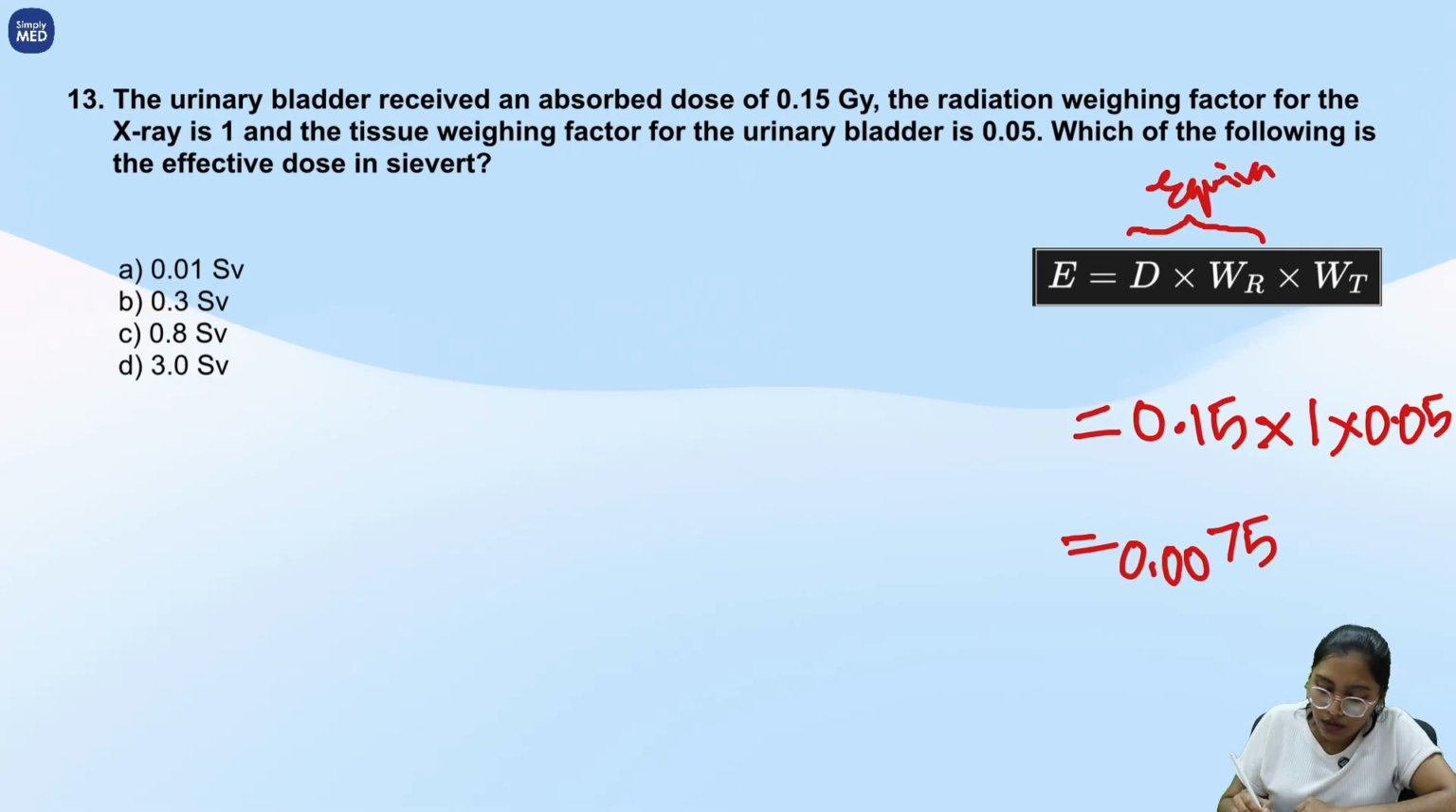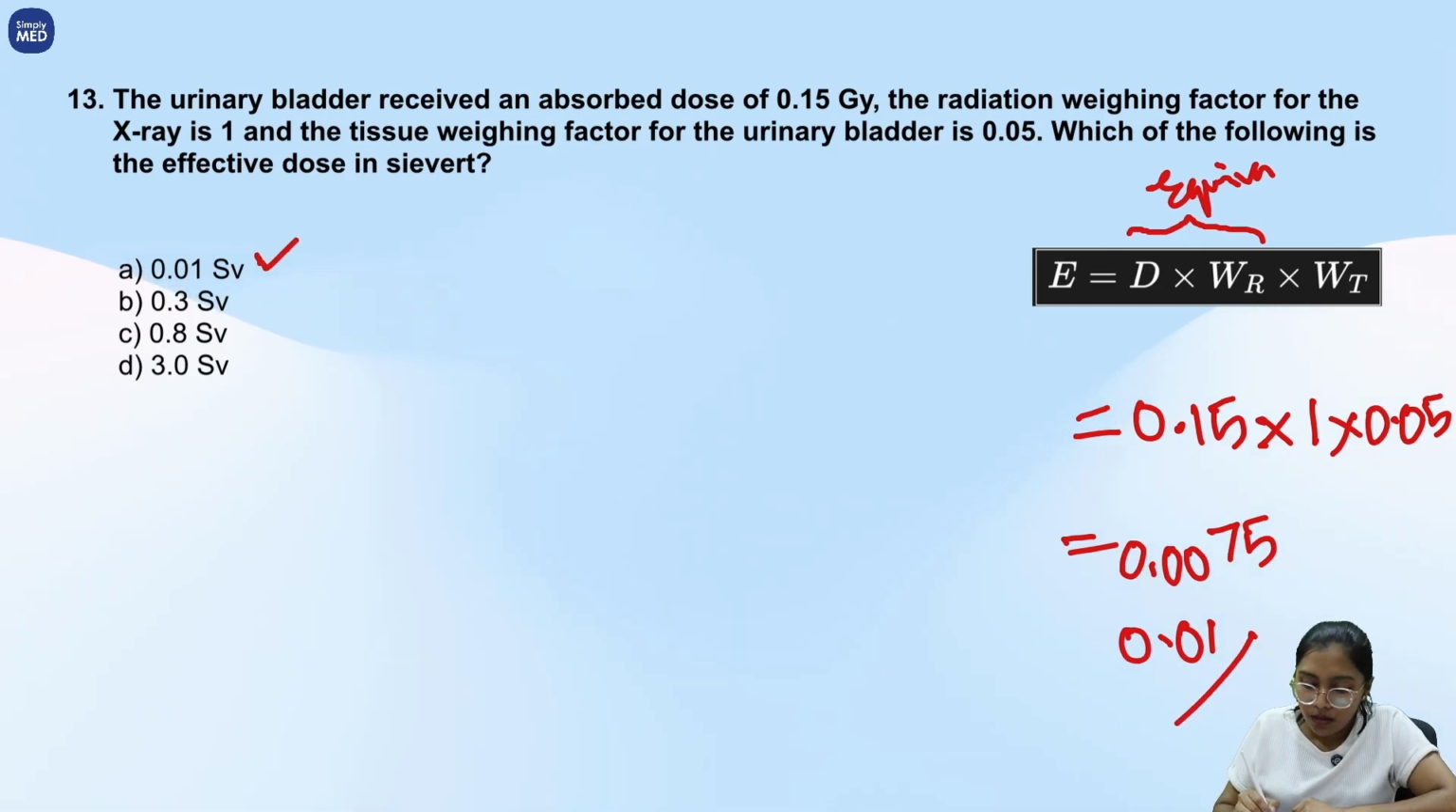So what we can do is round this 0.75 to 1. Right, so that option is there. If the exact value is not in the options, round it to the approximate value. This is how we find out effective dose. And the unit of effective dose is sievert.